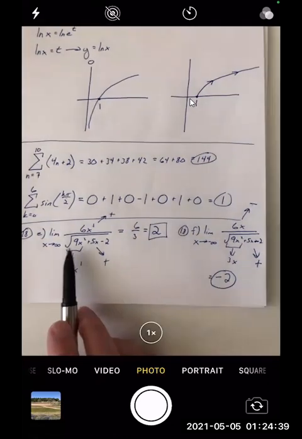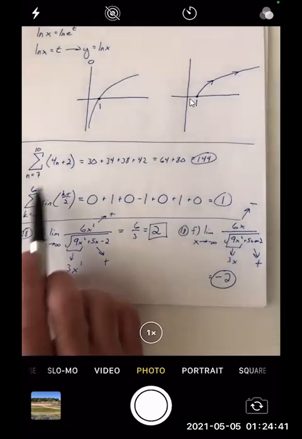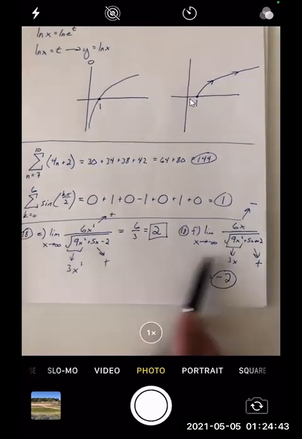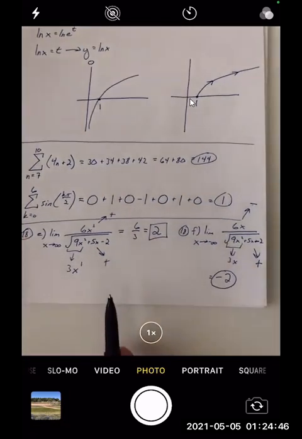All right, how you guys doing on the sums or these two infinite limits, or limits at infinity?